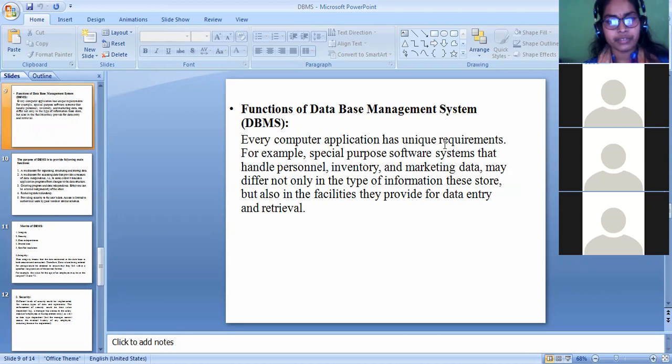Function of database management system. Function means what actual work can be done in a database management system. Every computer application has unique requirements, as does our mobile phone. There are a number of applications in our mobile phone, and each application has different types of requirements. For example, a special purpose software system that handles personal inventory and marketing data may be different, not only in the type of information they store, but also in the facilities they provide for data entry and retrieval.